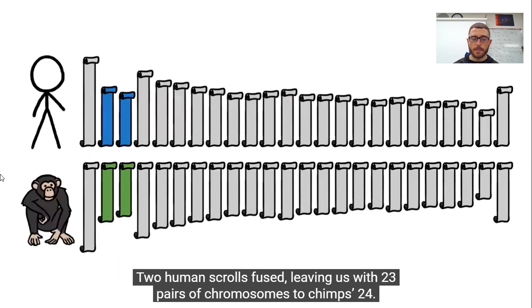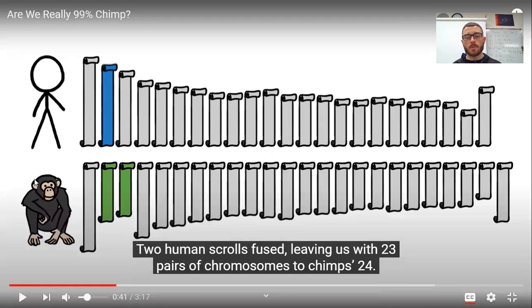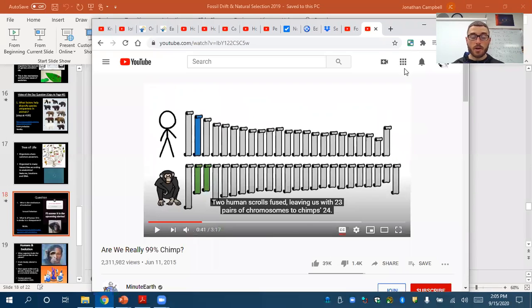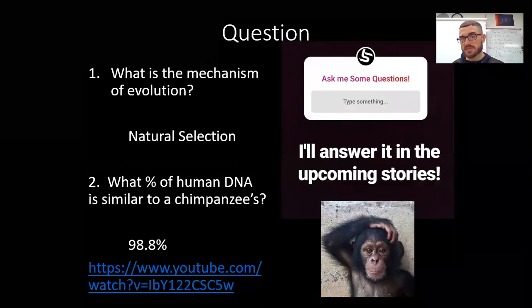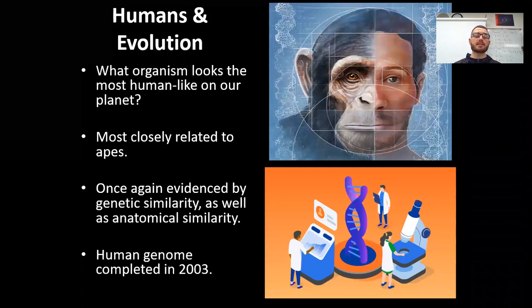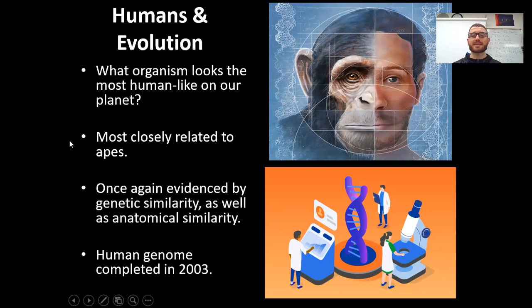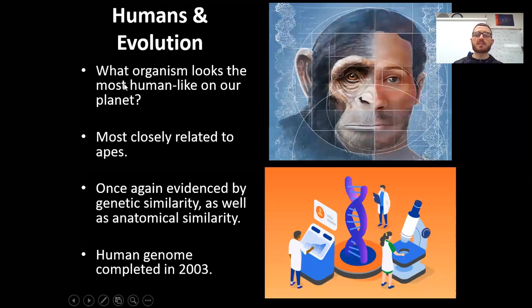So go ahead and watch that whole video on your own. I'll keep the sample video below the main lesson video for our lesson today. And last thing of the day, guys, before you start your article activity, or your other assignments if you haven't done those already, is the last section, which should say humans in evolution. Ignore the top part, what organism looks the most human-like on our planet. We'll just do the bottom 3 bullets.